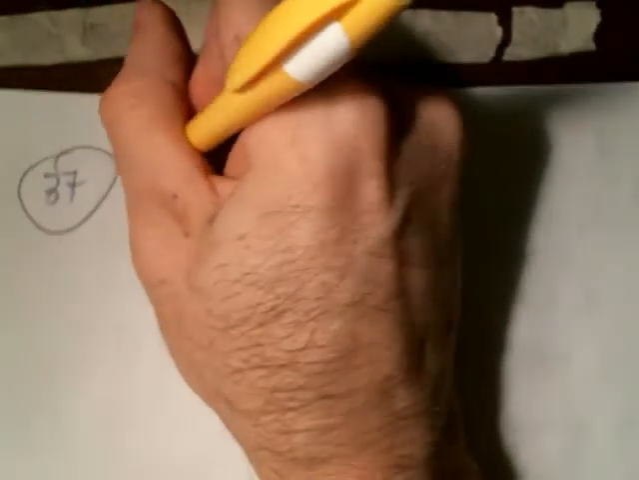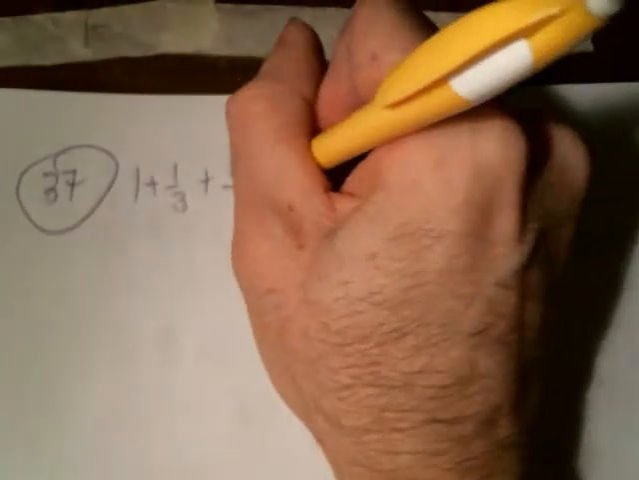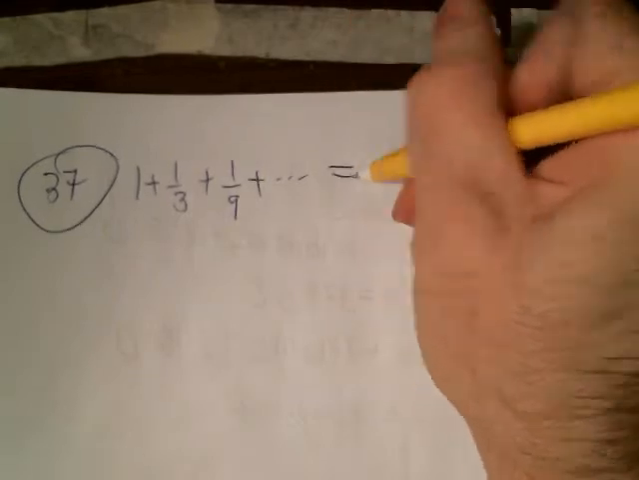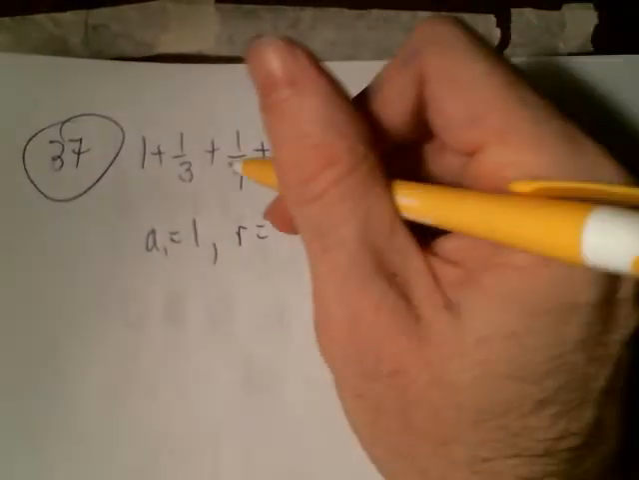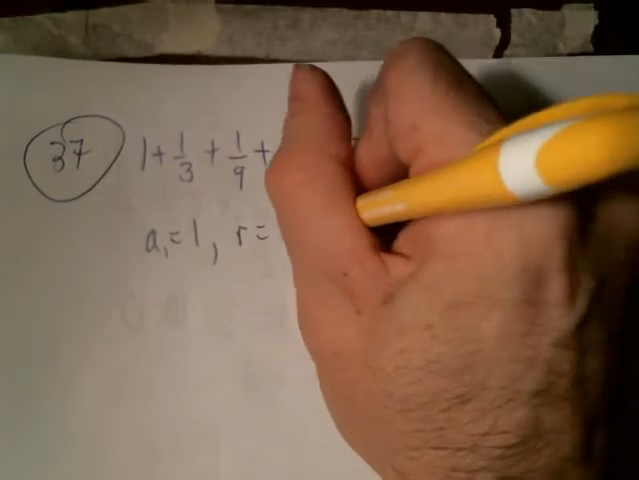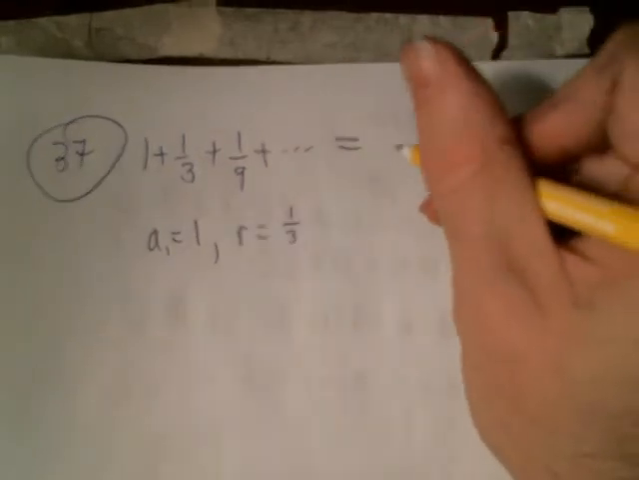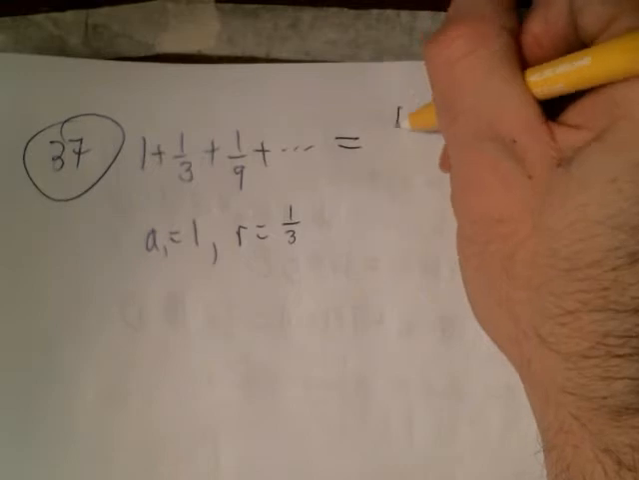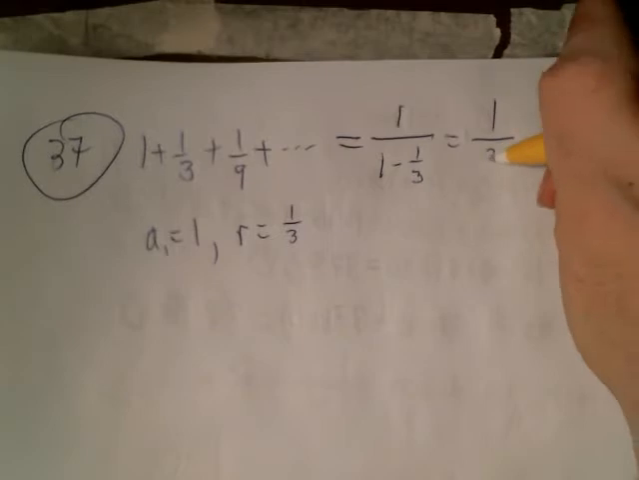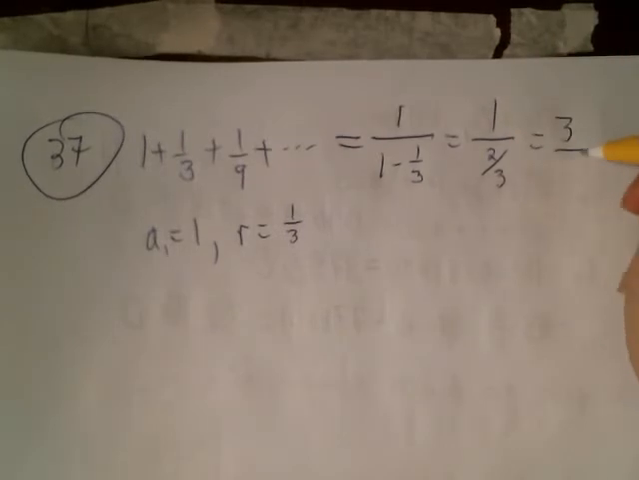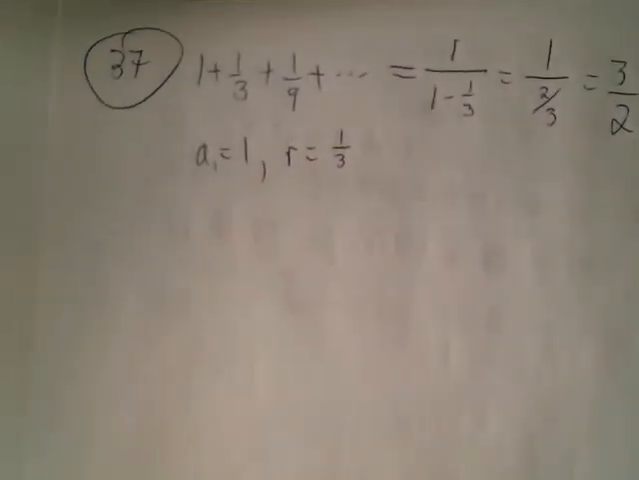Let's look at 37. So we have 1 plus 1/3 plus 1/9 plus dot, dot, dot. We want to know what that equals, if it equals anything. And this time a sub 1 is 1, and r, you can go 1/3 divided by 1 if you want. So it's just 1/3. So at the end we have 1 all over 1 minus 1/3. So 1 all over 2/3. In other words, this is equal to 3/2.